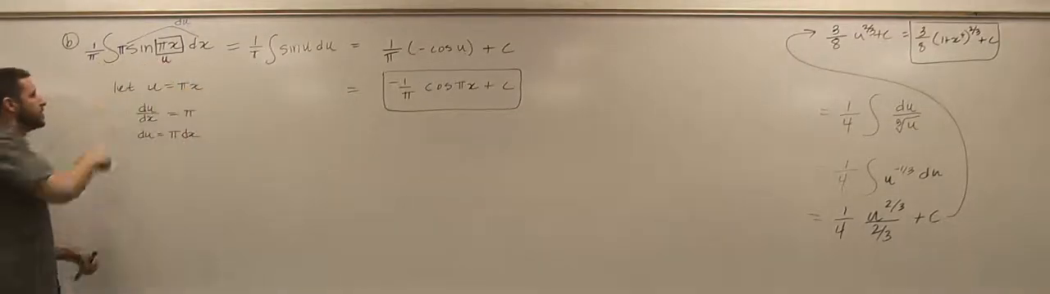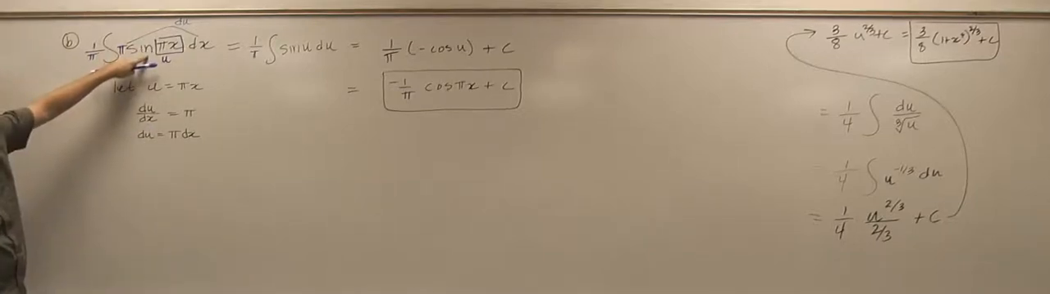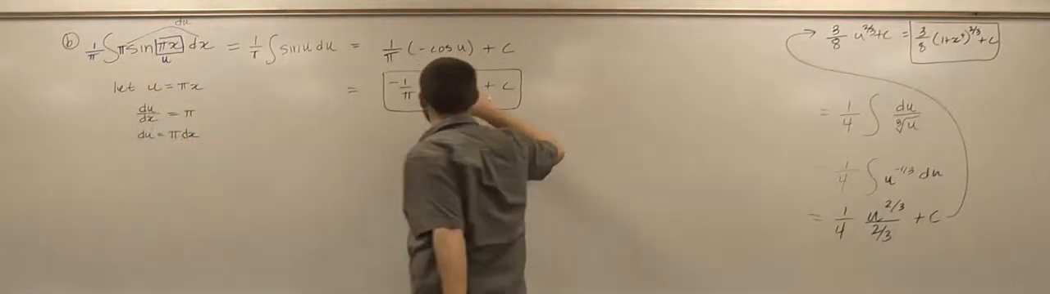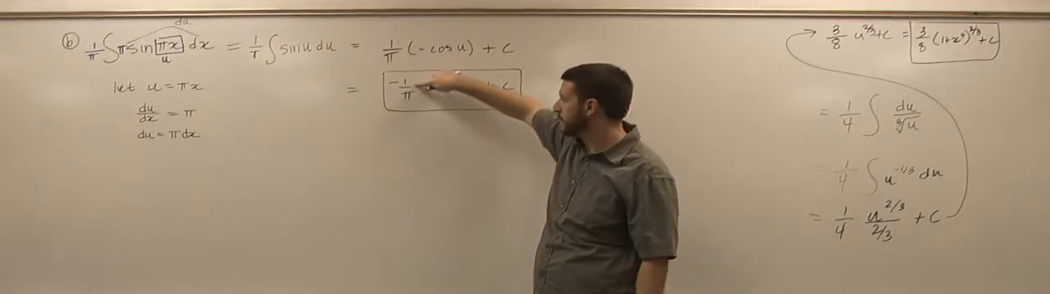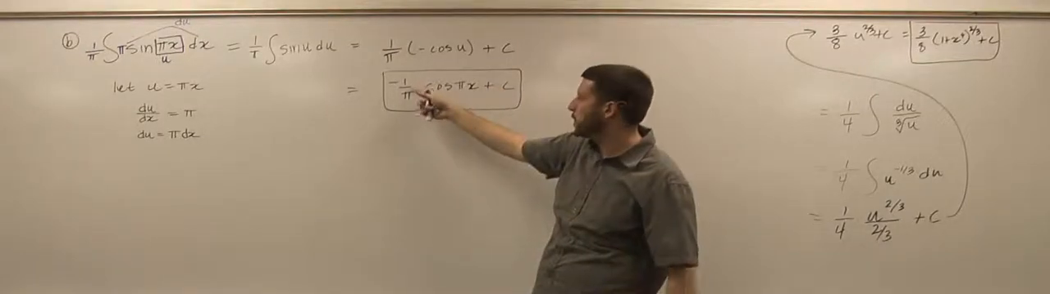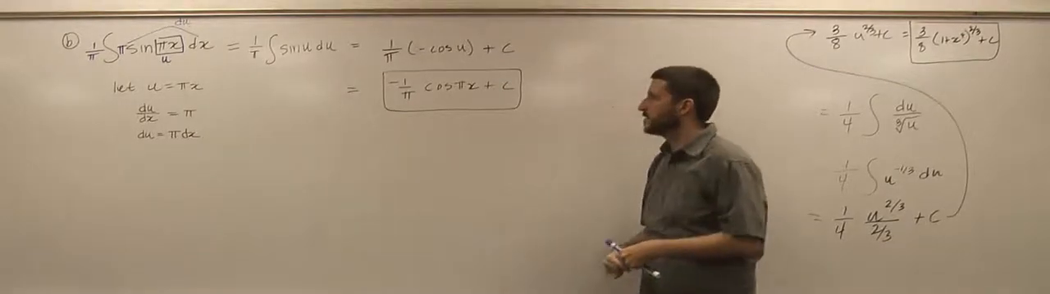How can you do the integral of sine pi x without really using u substitution? What's the integral of sine x, just regular sine x? Negative cos. So sine pi x will become cos pi x, but where does this 1 over pi come from? The inside function. The chain rule. It's the reverse chain rule. When you do the derivative of this, the pi will pop out and cancel. If you do the integral, the pi comes out as division.